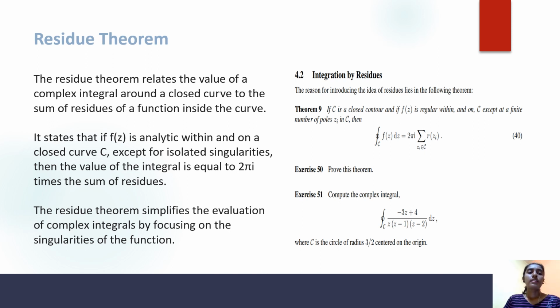Residue theorem. The residue theorem relates the value of a complex integral around a closed curve to the sum of residues of a function inside the curve. It states that if f(z) is analytic within and on a closed curve C except for isolated singularities, then the value of the integral is equal to 2πi times the sum of residues. The residue theorem simplifies the evaluation of complex integrals by focusing on the singularities of the function.